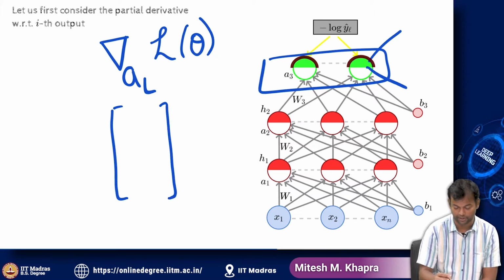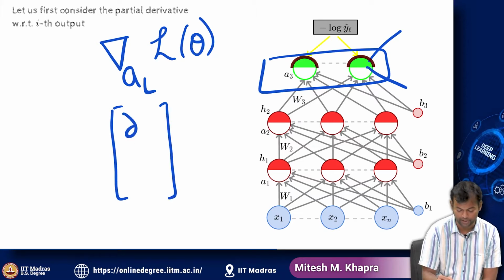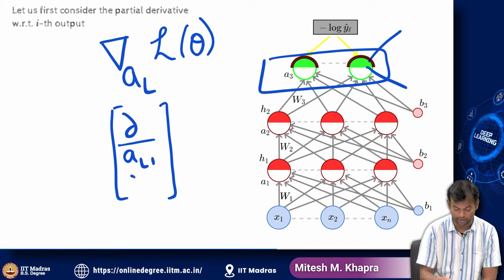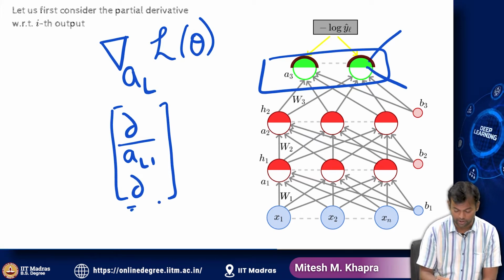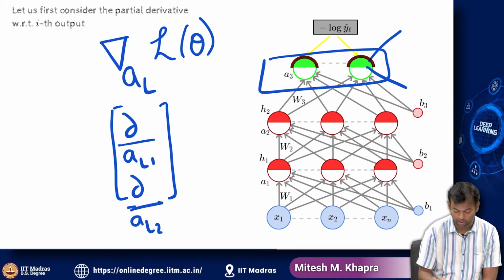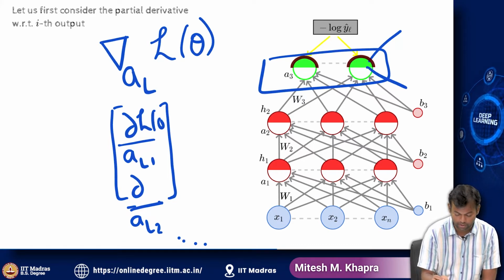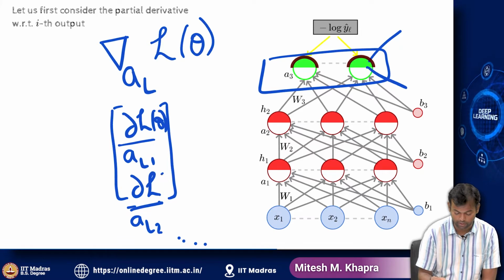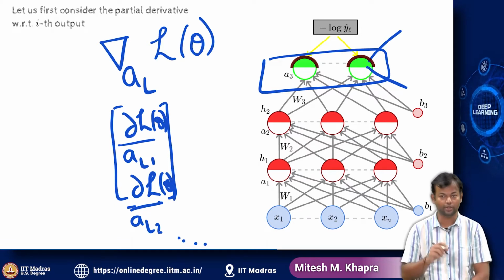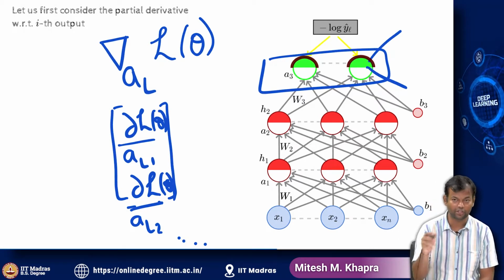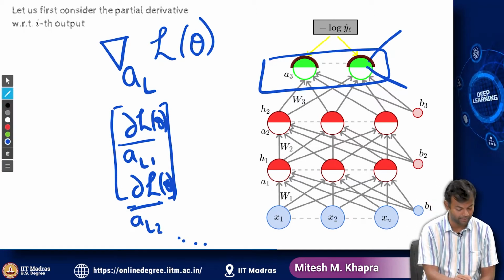That's the quest that I have, and this I know would be a collection of partial derivatives: the partial derivative of the loss function with respect to the first output neuron, with respect to the second output neuron, and so on. This entire vector, which is the gradient vector of the loss function with respect to the output layer, is what I am interested in.